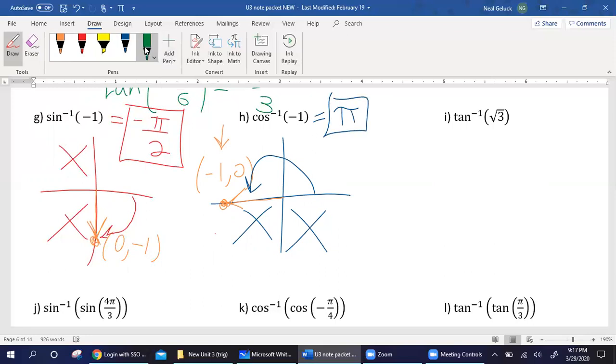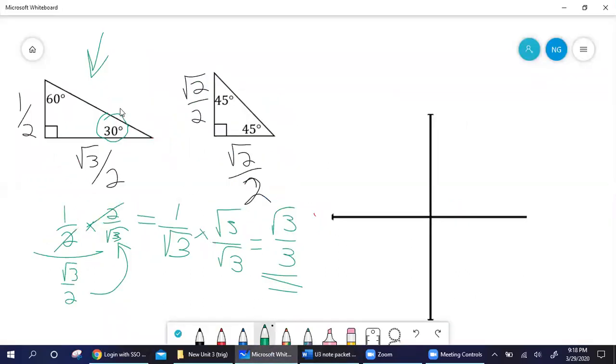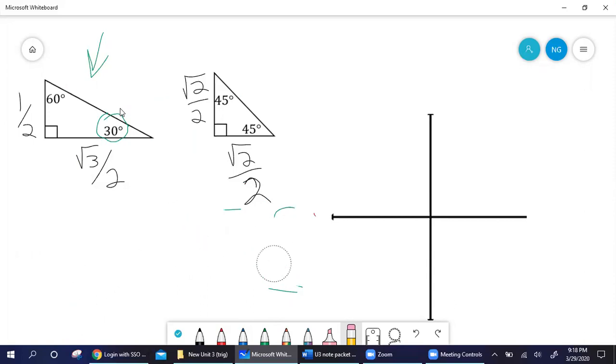For letter I, inverse tangent again. So I cross out the left. This one's positive, so I know I'm in the first quadrant. And it's just root 3. Going back to our special triangles, well, if 30 degrees gave me root 3 over 3, I've got a sneaking suspicion that 60 degrees is going to give me just root 3.